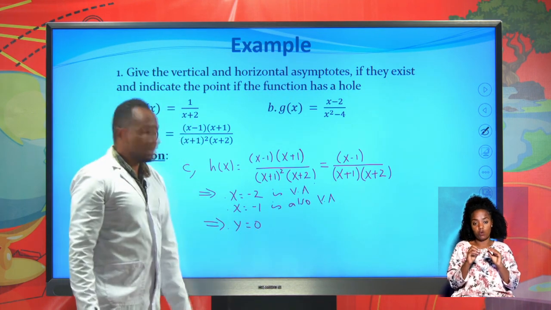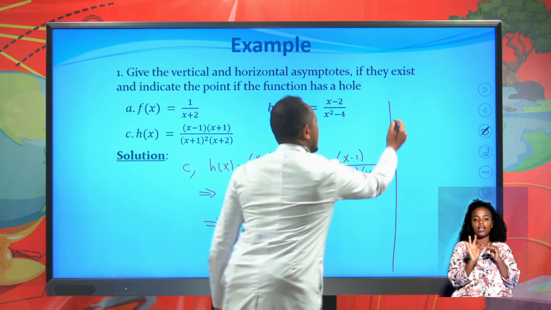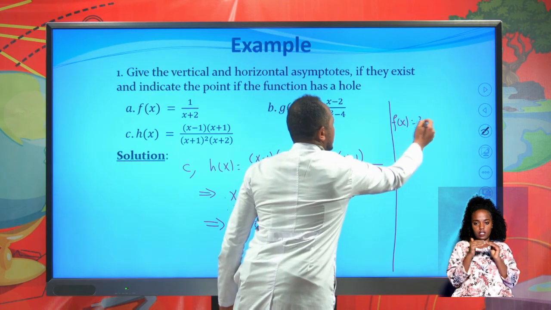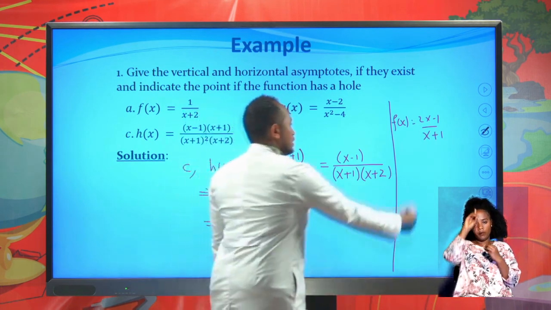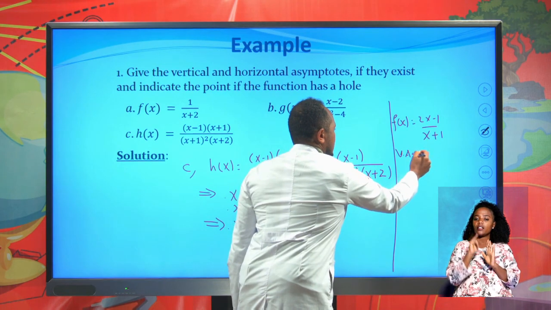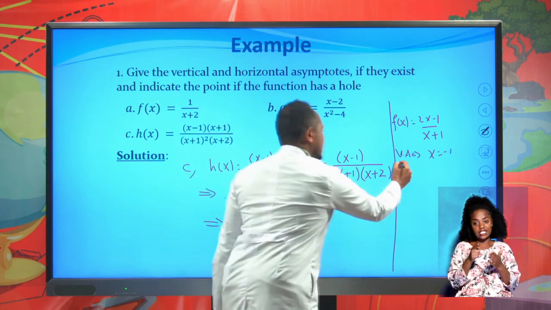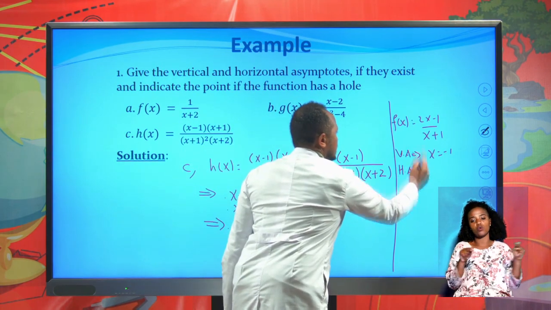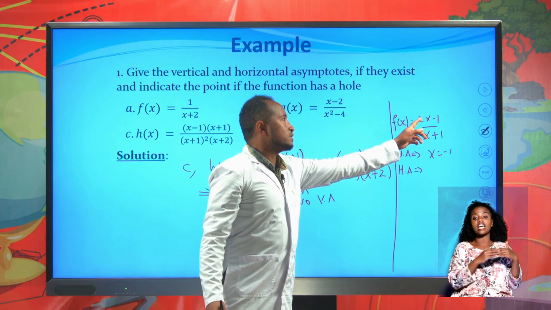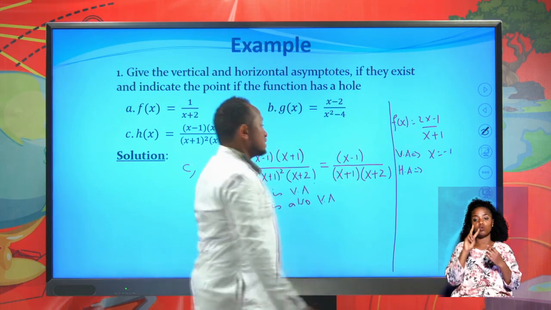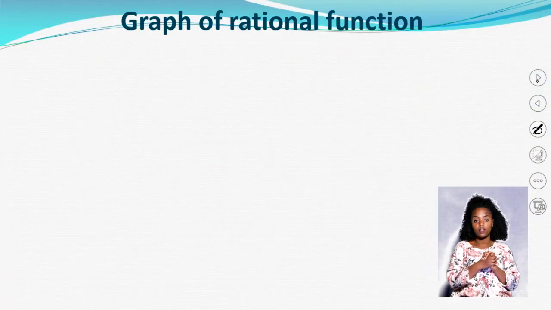By the way, if the degree is the same, for example, if you have f of x equals 2x minus 1 over x plus 1, they have the same degree. The vertical asymptote of this expression will be x equals negative 1, because this makes only the denominator 0. In addition, it also has a horizontal asymptote because the numerator and denominator have the same degree. So you take the ratio of the leading coefficients. The leading coefficient here is 2, here it's 1, so 2 over 1. In that case, the horizontal asymptote will be y equals 2. This is it. Now, next, let's proceed.